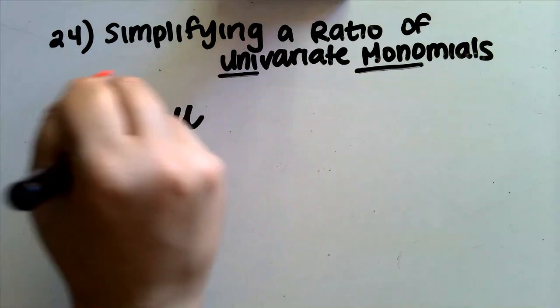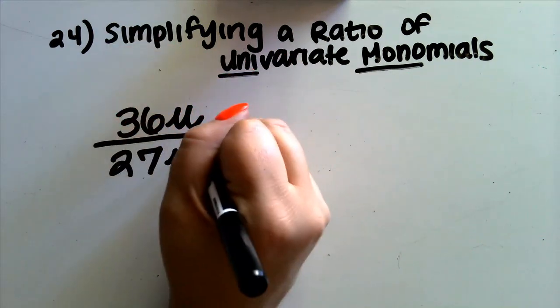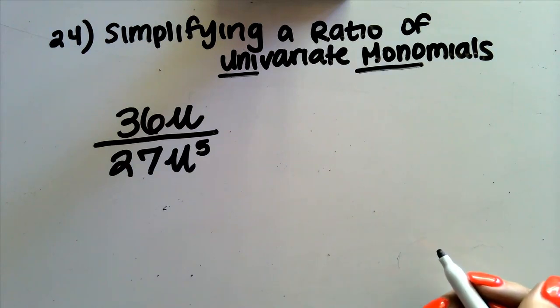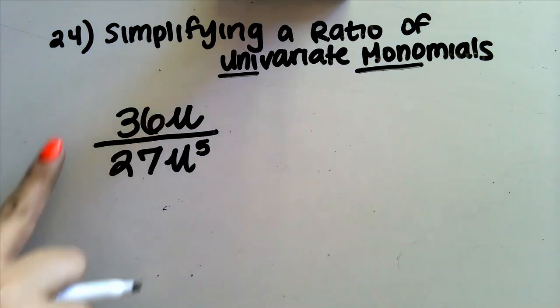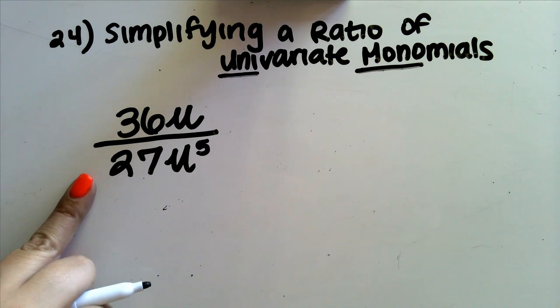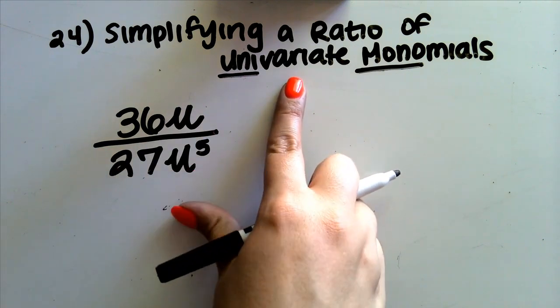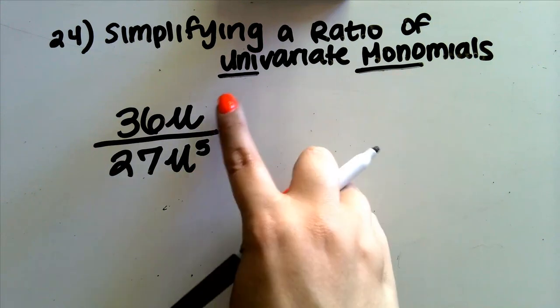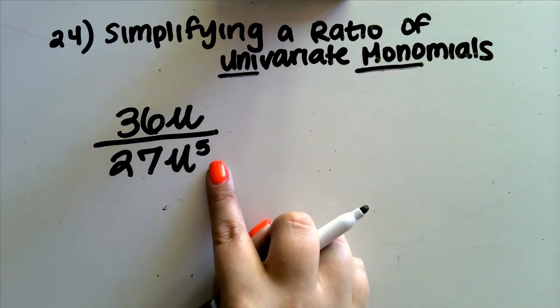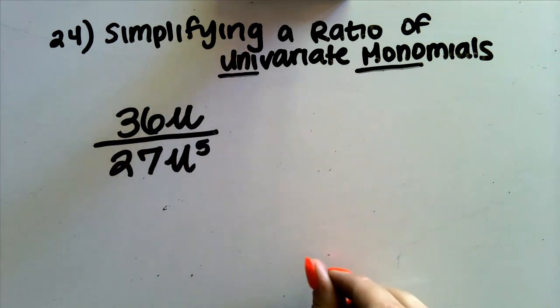36u over 27u to the fifth power. Now this is a ratio. We are comparing 36u to 27u to the fifth power. And there's only one variable, in this case it's u, and there's only a single term in the numerator and a single term in the denominator. And our job is to simplify this. We need to reduce it down to its smallest form.